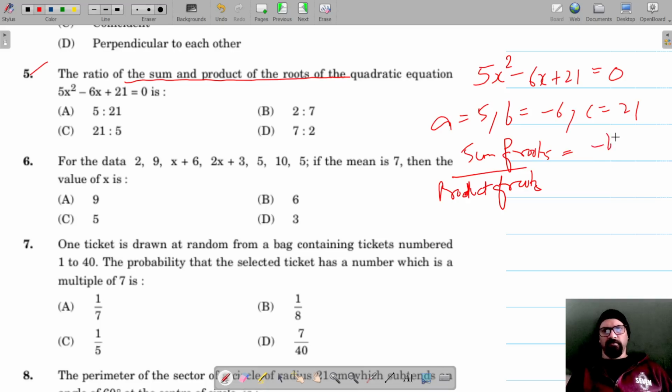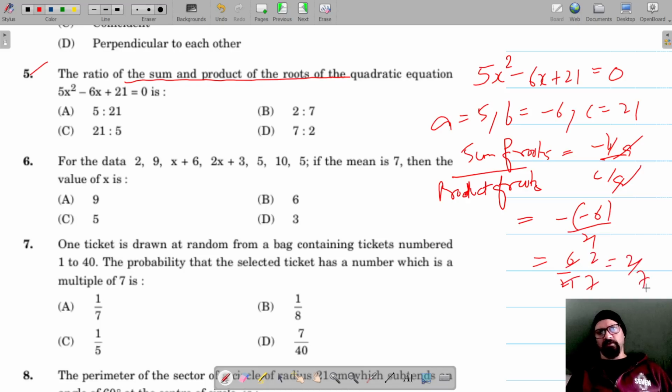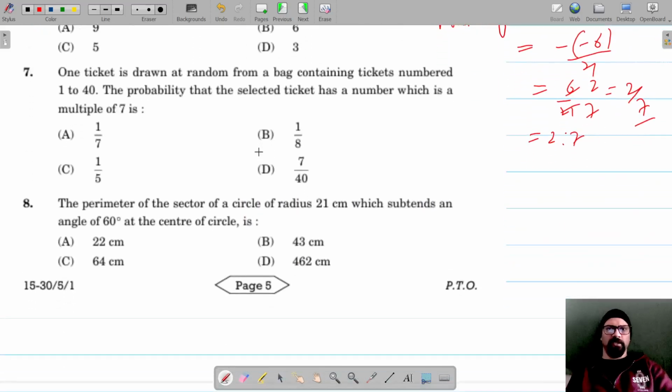The sum of roots is given by negative b by a and the product is c by a. So a gets cancelled, and this is negative of negative 6, and c is 21. So this is 6 by 21, which is 2 by 7. So the ratio is 2 is to 7. So 2 is to 7, that is B, is the correct option here.